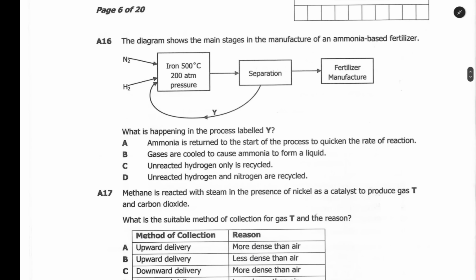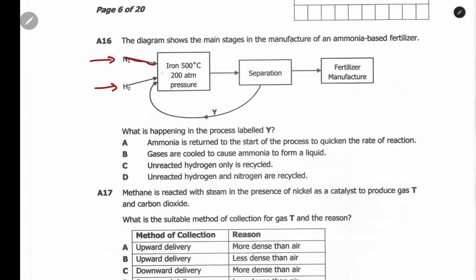Question 16. The diagram below shows the stages in manufacture of ammonia fertilizer. So as you know, ammonia fertilizer is manufactured using ammonia gas. So the whole first process starts with the making of ammonia gas, and you know these gases, that is nitrogen and hydrogen, are combined in this chamber. Then now what is produced is ammonia. So here is ammonia that is produced, and this ammonia is used in making of fertilizer.